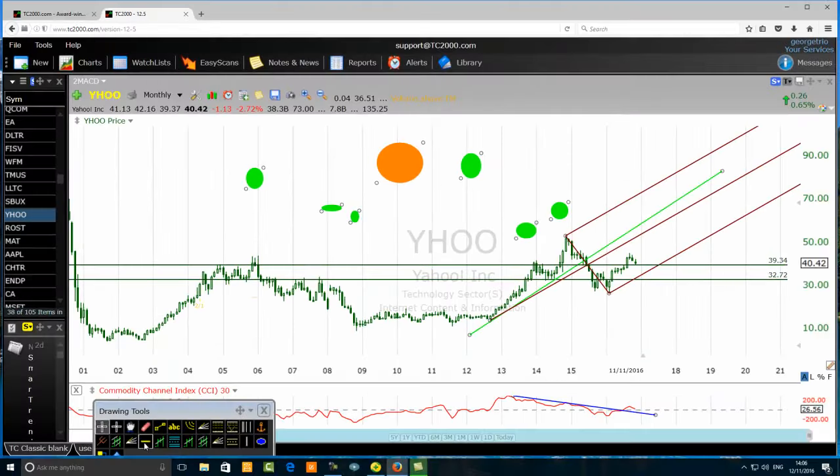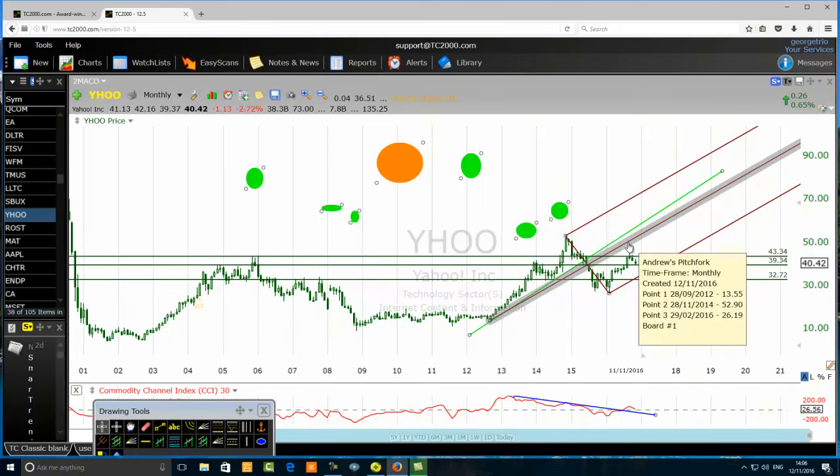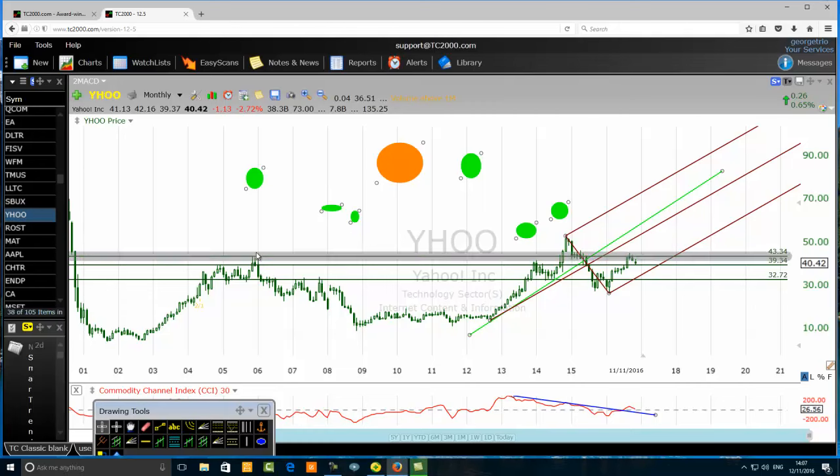Okay, now things are becoming clearer to us. There's another resistance here. So what the price has done, the price went up trying to retest the median line of the pitchfork tool, but also this resistance right here. So should we sell it now?